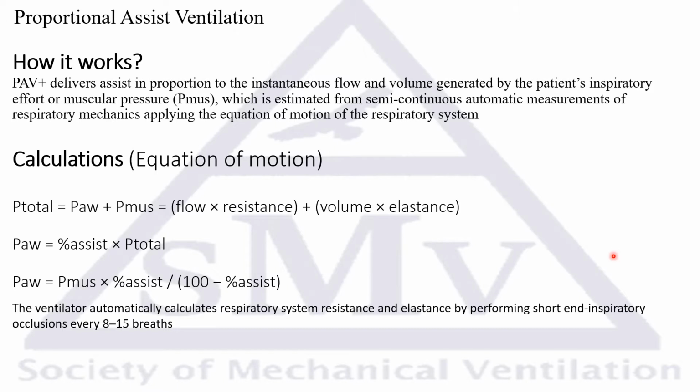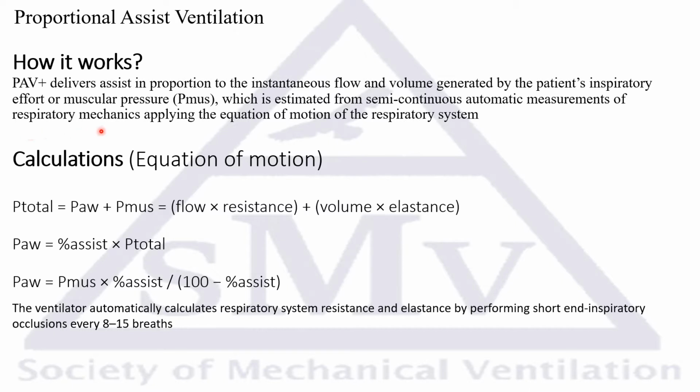So basically the ventilator does a lot of calculations to estimate the respiratory mechanics, basically the resistance and elastance, by doing a short end-inspiratory occlusion of about 250 to 300 milliseconds every 8 to 15 breaths, and displays the compliance, resistance, and auto-PEEP.